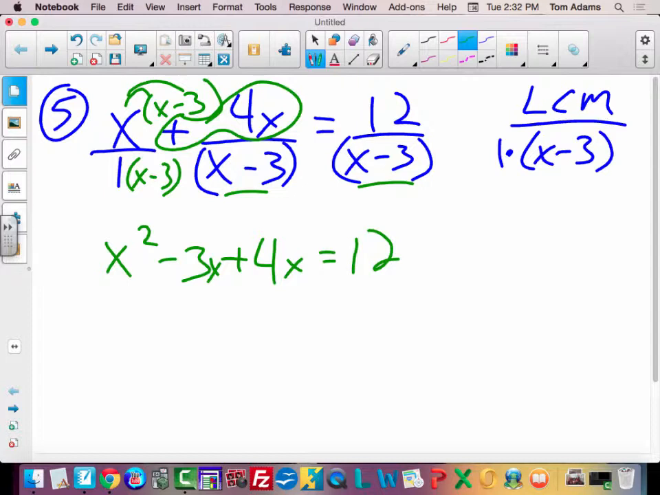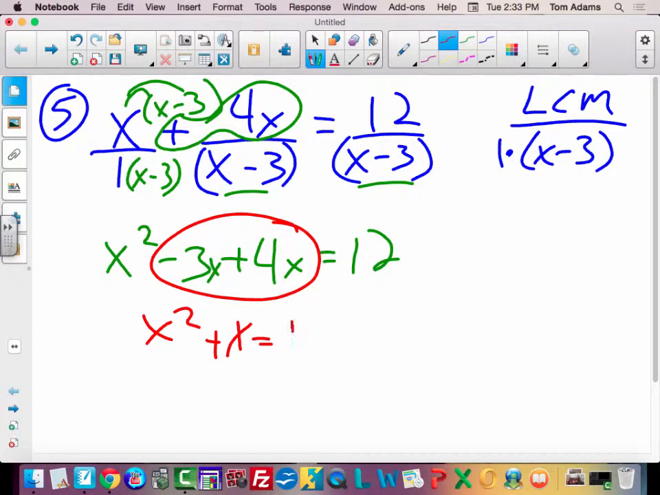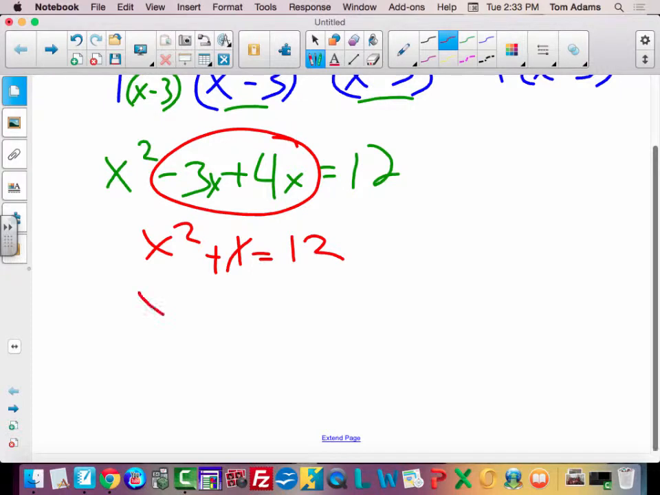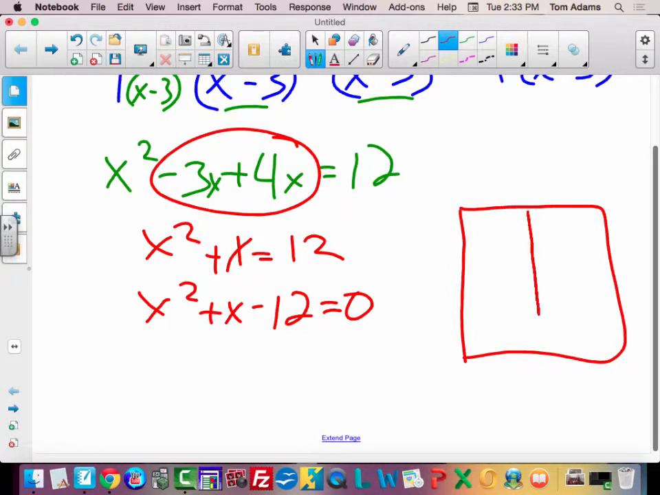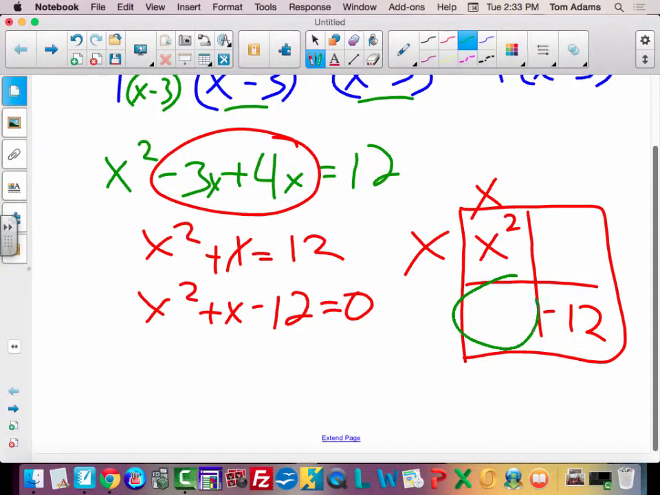Okay? So now I'm going to combine like terms again, and I get x squared plus 1x is equal to 12. If I move the 12 over to the other side, I get x squared plus x minus 12 is equal to 0. Here, I'm going to solve or factor using the guess and check method. So to get x squared, there's only one way to do it, x times x. To get negative 12, I'm thinking, remember, those two terms have to add up to this term.